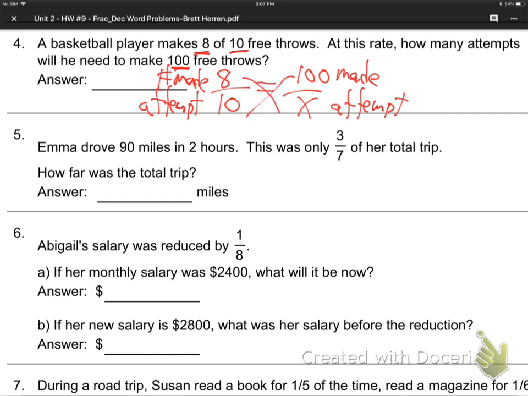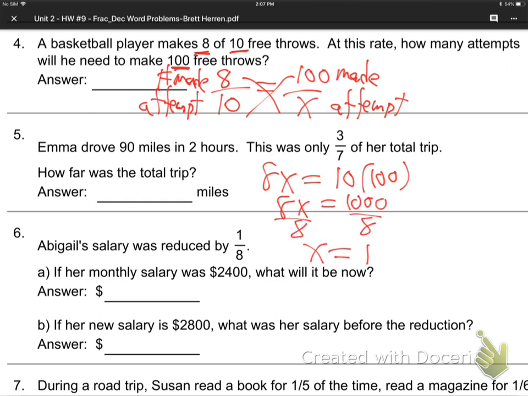All right, cross multiply. Remember how to solve two equal fractions? Diagonal, cross multiply. 8 times X is 10 times 100. What's that, 1,000 over there? And then you just divide by the 8, right? Isn't that 125? 125. There we go. Good job. We good? Questions on that?